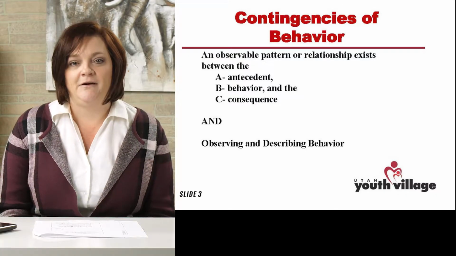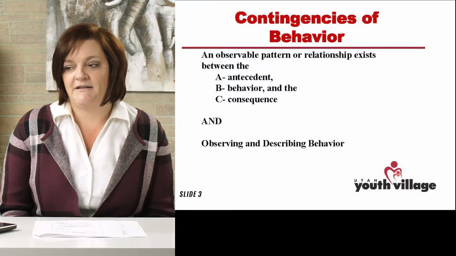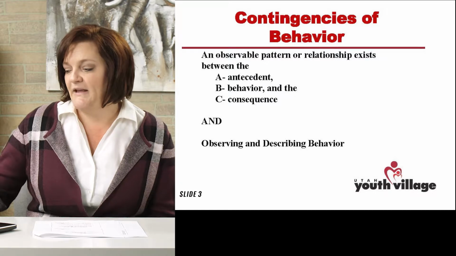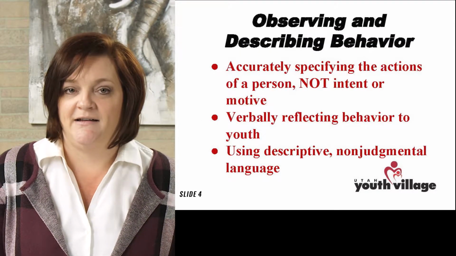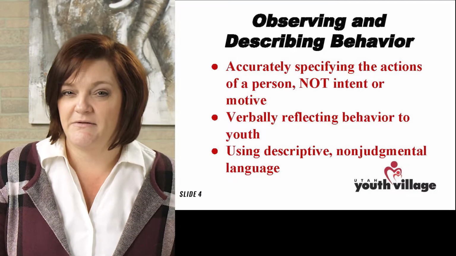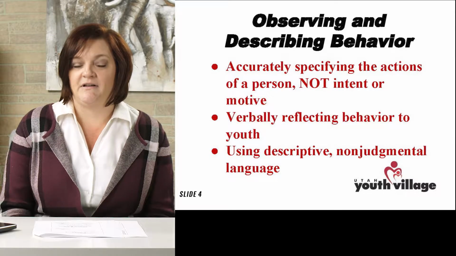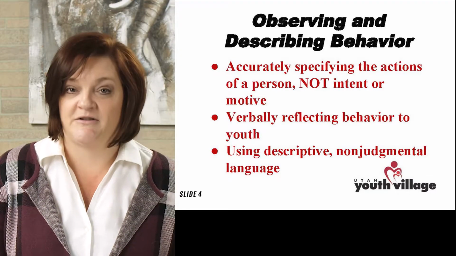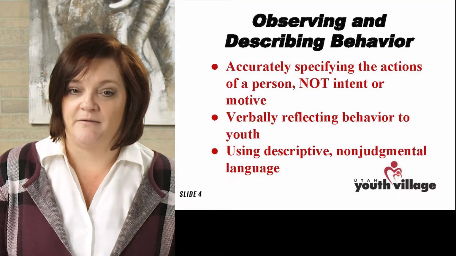As we learned in the video, observing and describing is not a judgment of the behavior, but it is simply accurately describing what the behavior is that you observed. We don't want to apply any intent or motive or try to think about why they might be doing what they're doing. The only thing we're doing when we are observing and describing behavior is that. We are observing what we're seeing and we are describing it for the child.